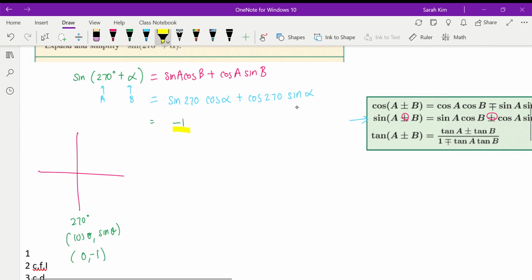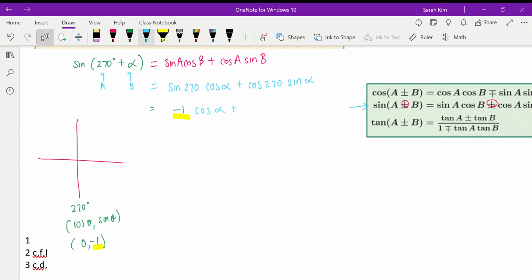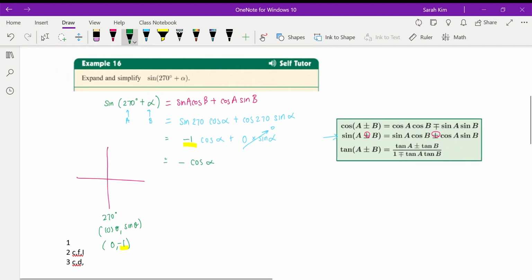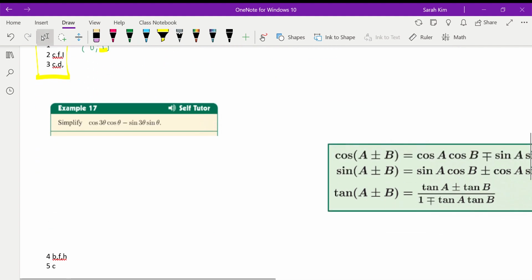So I can replace sine 270 by this answer, -1. Maybe I'll highlight it to note it, and then -1 times cos alpha, and then cos 270 is 0. So it's 0 times sine alpha, which becomes 0. So my final answer is negative cos alpha, and that's it. I've just simplified it. Alright, so you should be able to do these questions now. Let's move on.